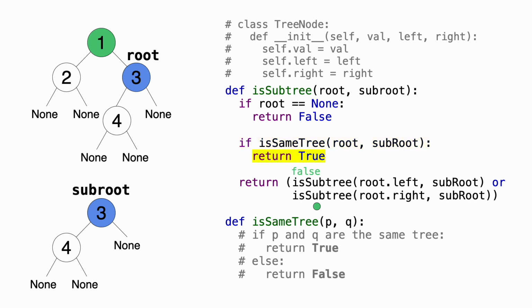Now we can go back up to our original function, and this call returned true. So finally, when we evaluate this statement, this becomes false or true, which evaluates to true. So we'll return true as our answer, since subroot is a subtree of root. And we're done.